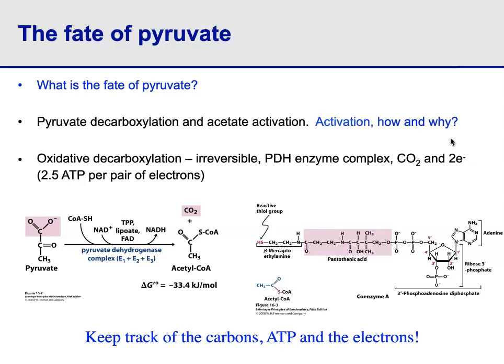Alright, so the oxidative decarboxylation of pyruvate is an irreversible process catalyzed by pyruvate dehydrogenase complex. You will see, and we'll talk about it in detail, the great variety of coenzymes that are involved in this complex. The end product is carbon dioxide and acetyl-CoA.